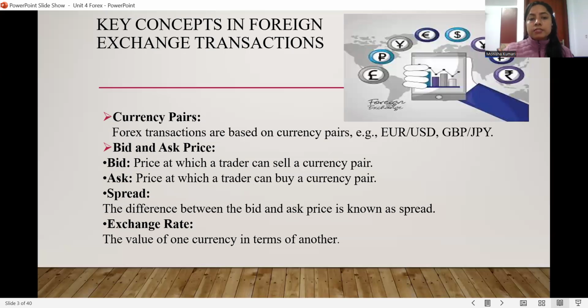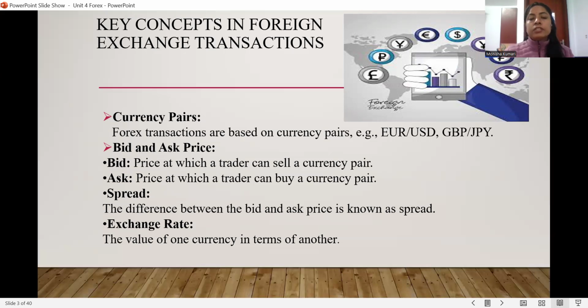Coming to some detailed discussion: what is the bid price and what is the ask price? The bid price is the price of the selling of the currency, the price at which a trader can sell a particular currency pair, and that is known as the bid price.